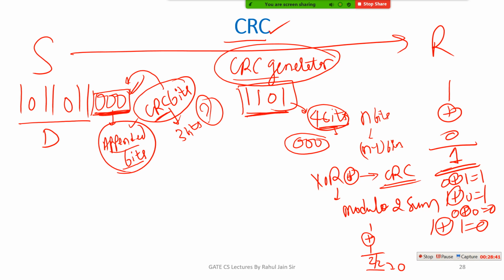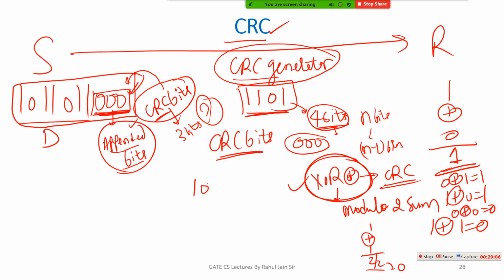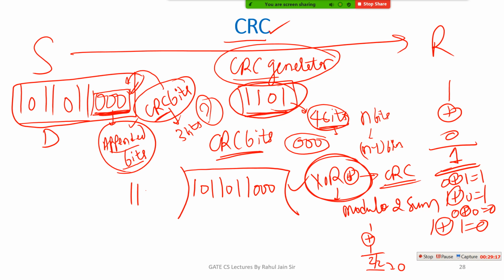Okay. Now guys, the question here is how to calculate the CRC bits. To calculate the CRC bits, we need to apply the XOR operation between the complete data, that is 1 0 1 1 0 1 1 0 0 0, and the CRC generator, 1101. I need to apply the XOR operation with the complete data which I have made with the help of the appended bits.